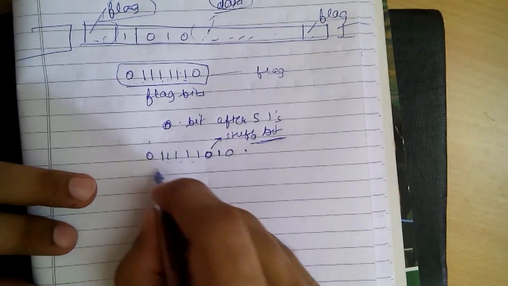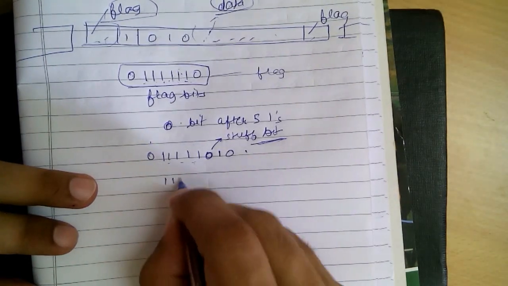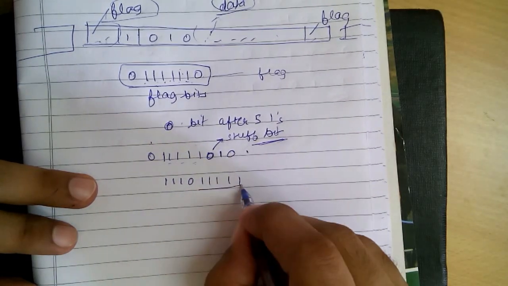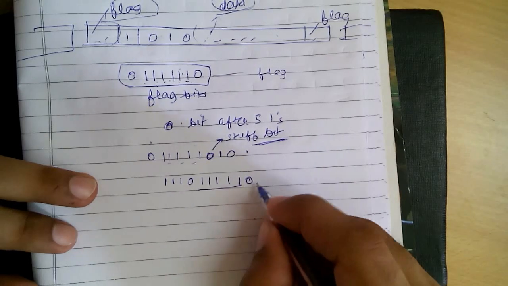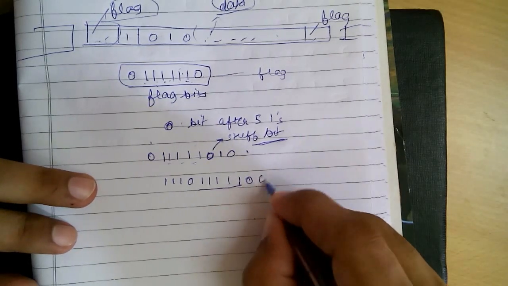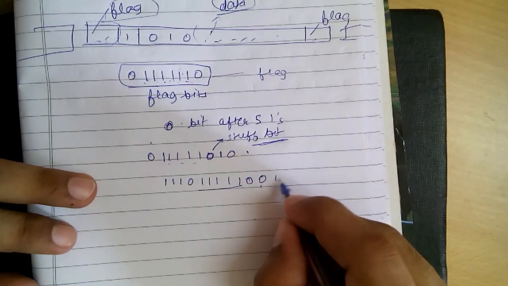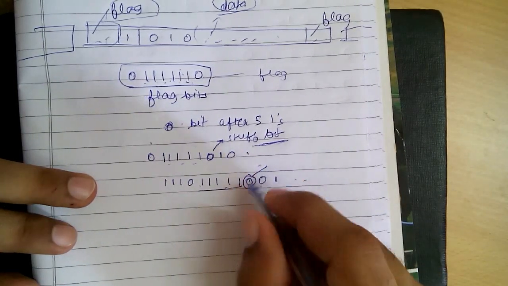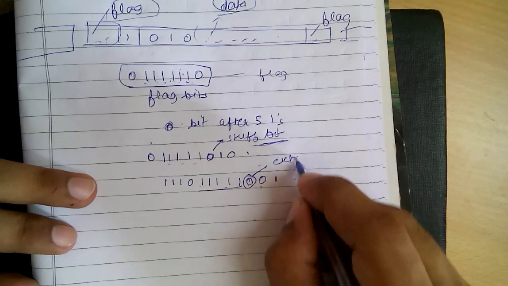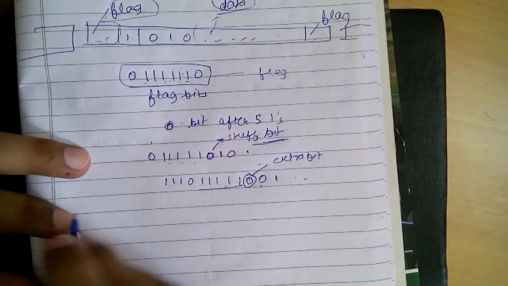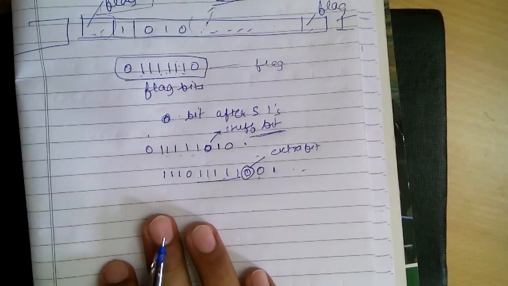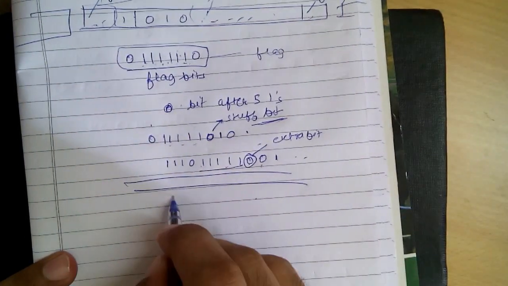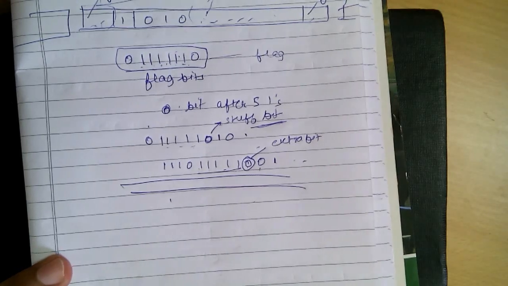Like if our data is 1 1 1 0 1 1 1 1 1, there are 5 ones, now we put a 0, whether 0 or 1 comes after, we don't care. Then 0 1 1 and so on. See, we put a 0 after every 5 ones. This is the extra bit we stuff. This is bit stuffing. So that's all. See you next time.